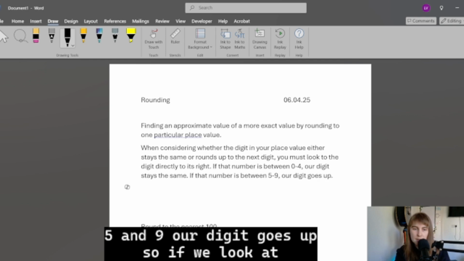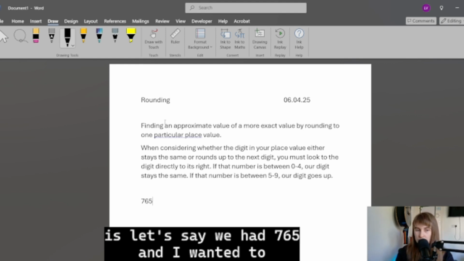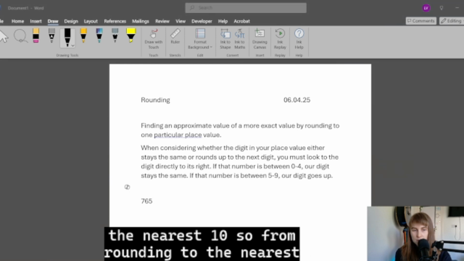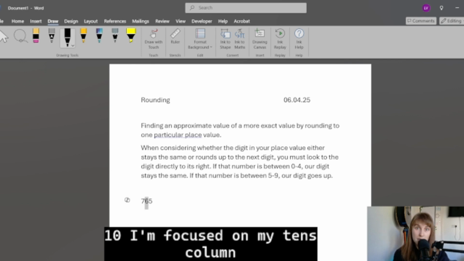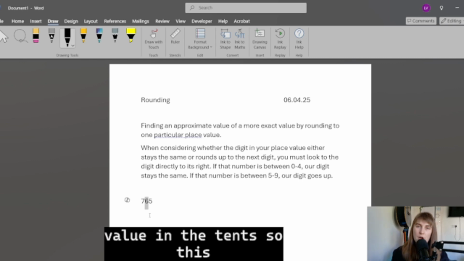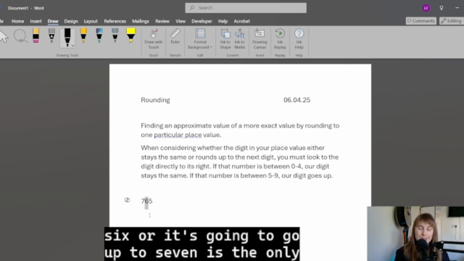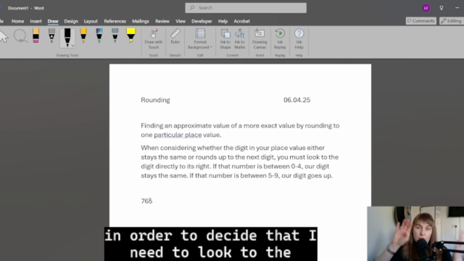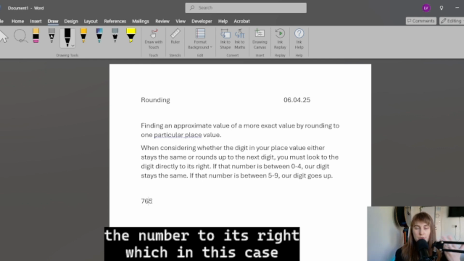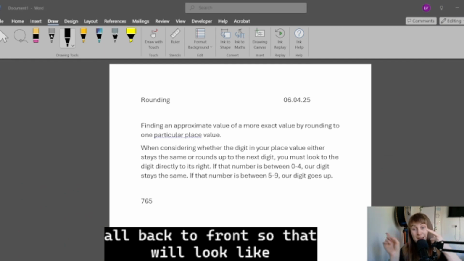So if we look at that in practice, let's say we had 765 and I wanted to round to the nearest 10. I'm focused on my tens column, the place value in the tens. So this is the number that I'm deciding is either going to stay the same or go up. So 6 is either going to remain 6 or it's going to go up to 7. Those are the only options. It doesn't go down, it just stays the same. So in order to decide that, I need to look to the number directly to its right. That might not have looked like right on camera, because the camera's doing it all back to front, so that will look like left. But I am actually pointing to my right.